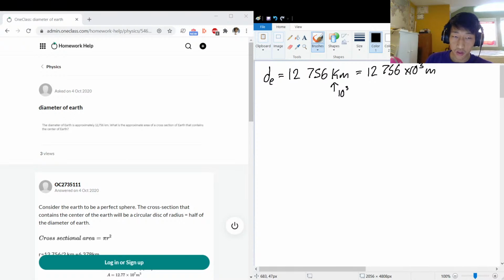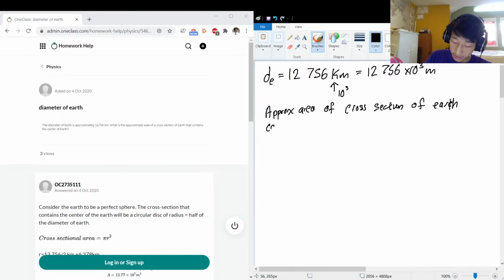And the question is asking the approximate area of cross-section of Earth, cross-section of Earth containing center.